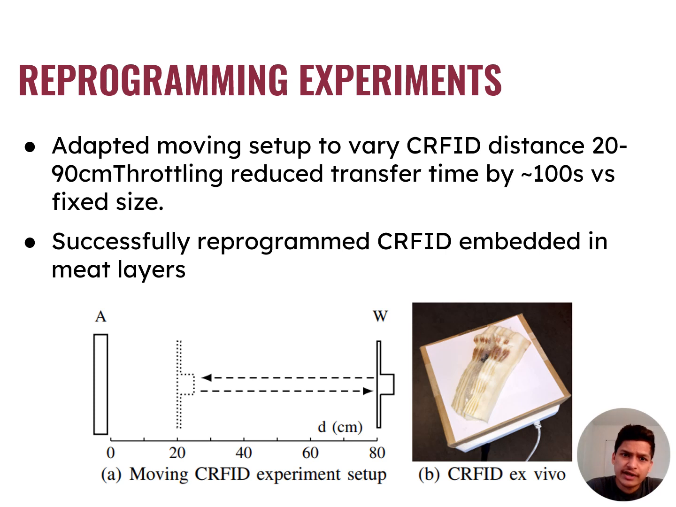For the reprogramming experiments, the authors adapted a moving setup to vary the distance between the CRFID and the reader's antenna from 20 centimeters to 90 centimeters. The results showed that the throttling mechanism reduced the transfer time by approximately 100 seconds compared to a fixed payload size. They were able to successfully reprogram the CRFID even when it was embedded in layers of meat. The authors adapted a moving setup shown in figure A to vary the CRFID distance. They also demonstrated reprogramming the CRFID embedded in ex vivo layers of meat, as shown in figure B.